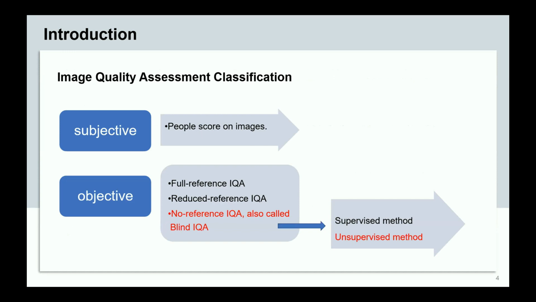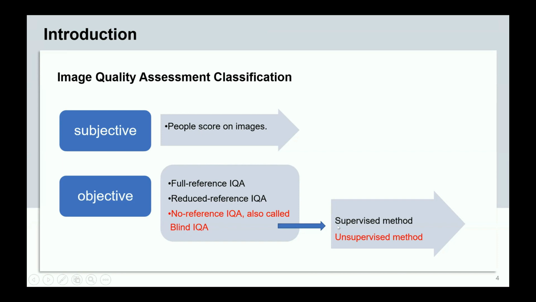I'll introduce the IQA classification. There are 2 primary categories of IQA, namely the subjective evaluation and the objective evaluation. For the subjective evaluation, scores of different people on the same picture are needed, and that is costly and time-consuming. In general, the objective image quality assessment can be classified into 3 types, which are full reference, reduced reference, and no reference, which is also called a blind IQA.